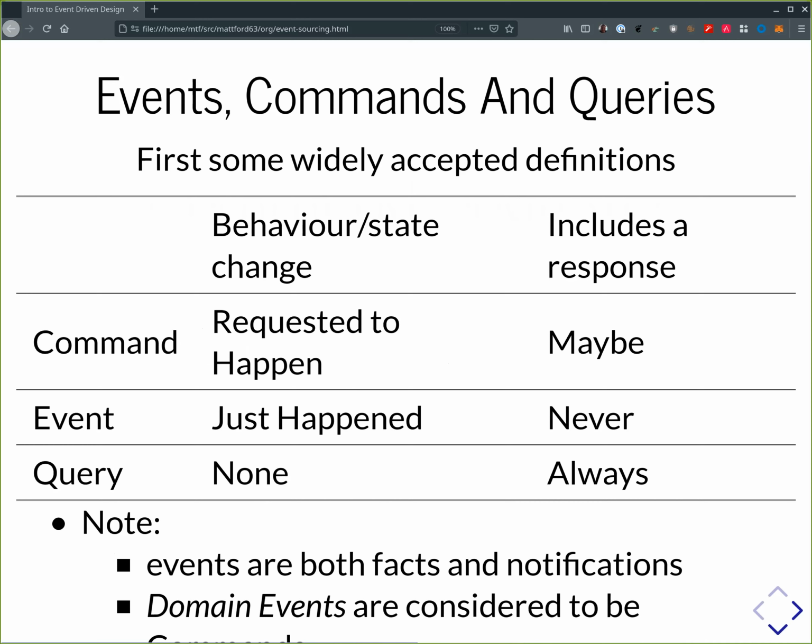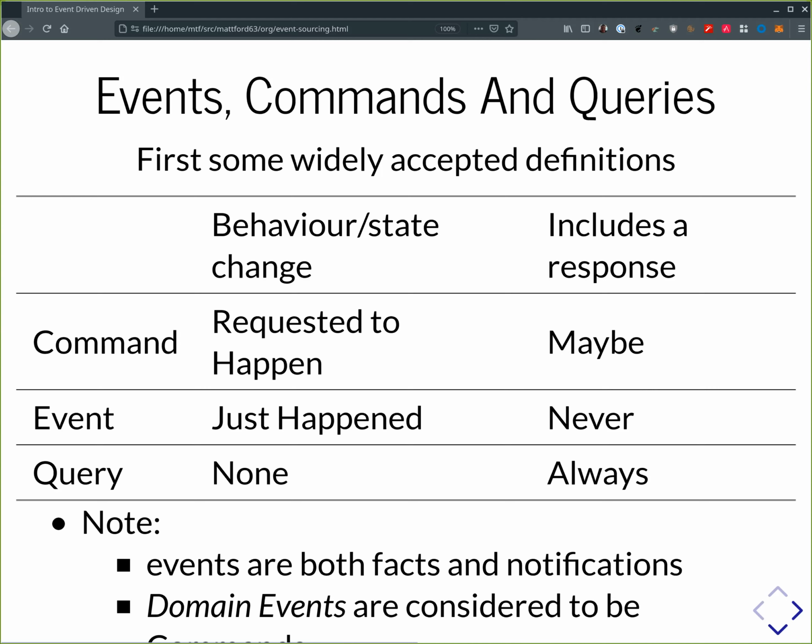Let's talk a little bit about some definitions. A command is something that you're going to request to happen in the future. Whether it includes a response is up for debate. Back in the day, a command shouldn't have returned a response, but these days it perhaps will, or just say command submitted success. An event is something that has just happened. It's a state change. It will never include a response. They're quite simple concepts, easy to understand.